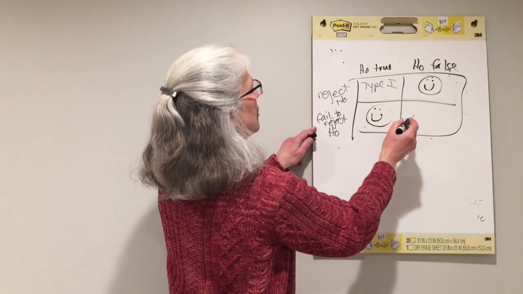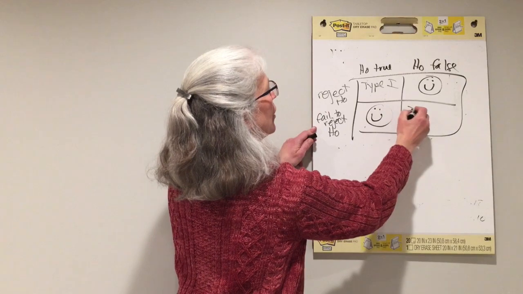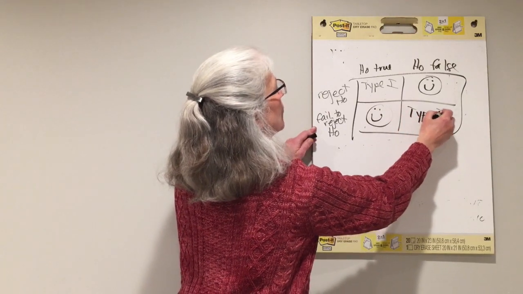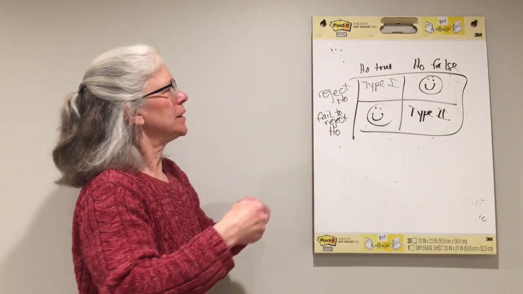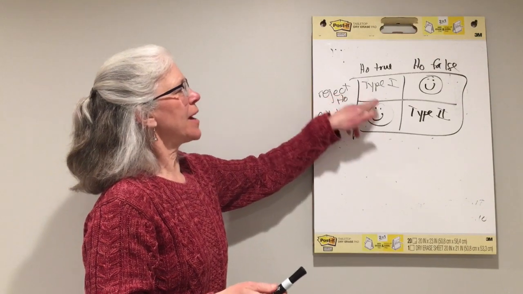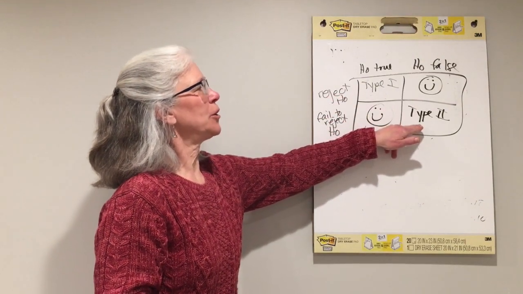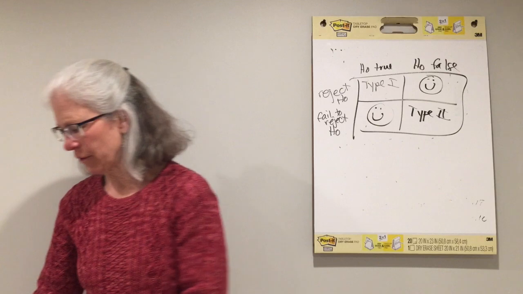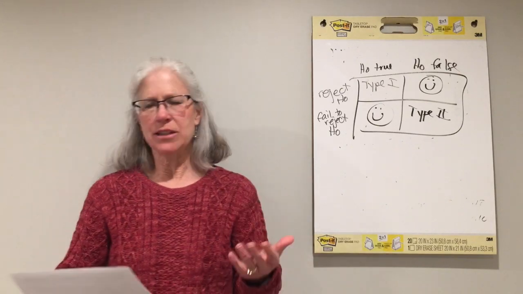If we fail to reject the null when we should have, because it actually is false, that's a type 2 error. So type 1, rejecting the null when we should not have. Type 2, failing to reject the null when we should have. And we can make both kinds of errors.